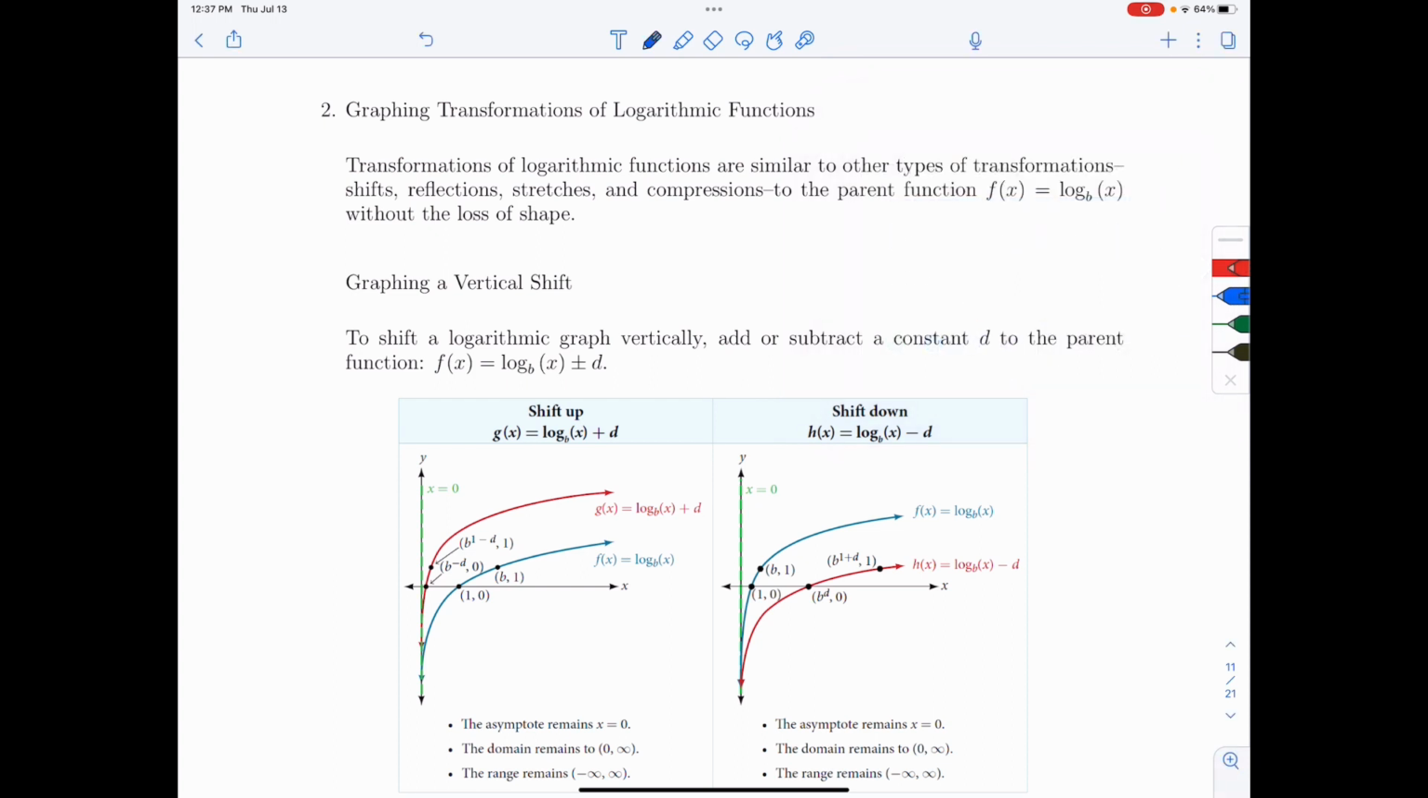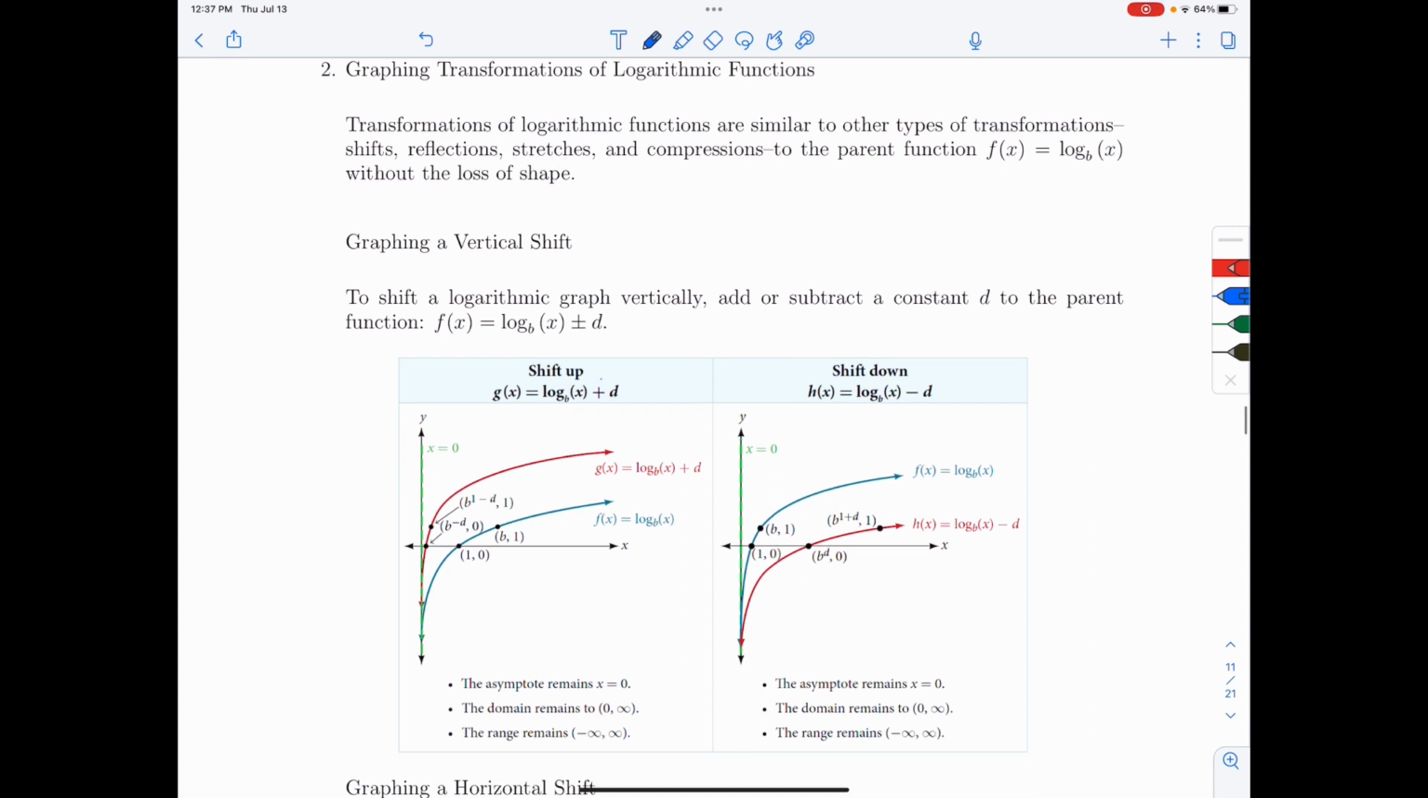And first, let's talk about a vertical shift. So vertical shift is going to be a value outside here. So adding a constant or subtracting a constant will move this function up or down. On this first one, f of x is our parent function. If I'm adding a constant d, that's just going to shift this up. And if I'm subtracting a value d, that's just going to shift this down.